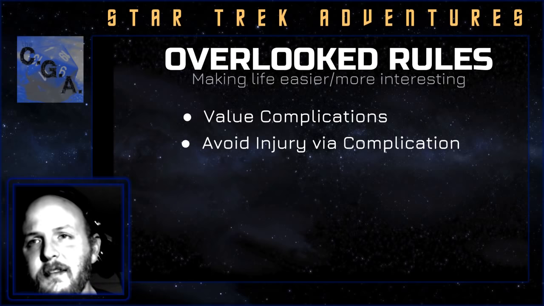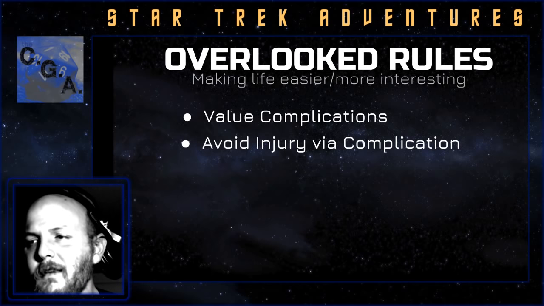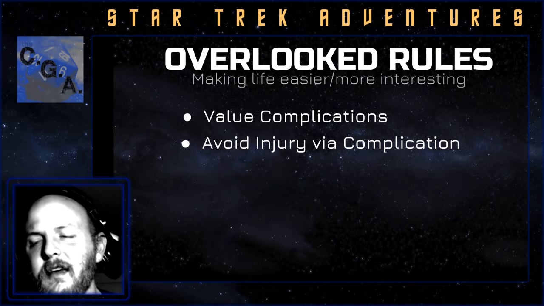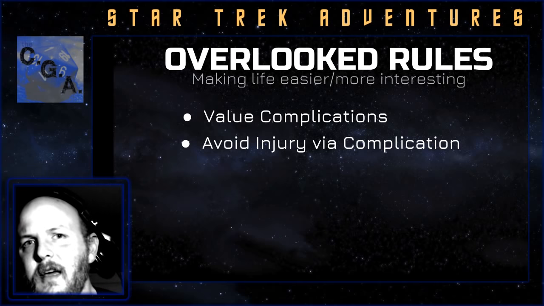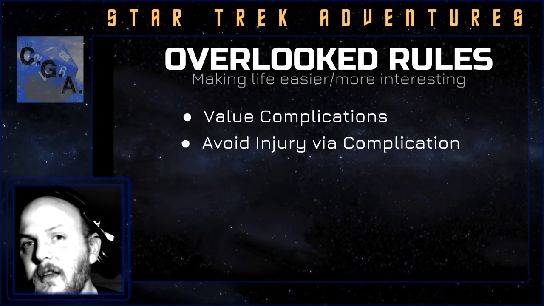Okay, so next thing, avoid injury by complication. You dodge around the corner, but only just in time, and you get grazed in your shoulder, and you do have a phaser burn in that arm that will cause some difficulty. For example, the thing is that doesn't generate any threat, and that's a big deal.